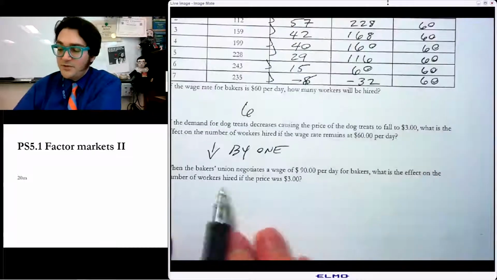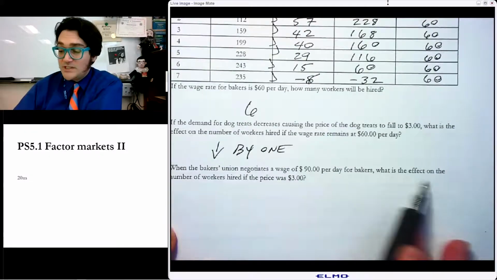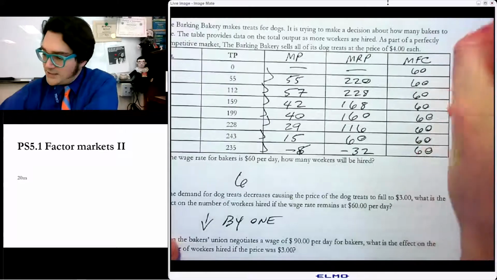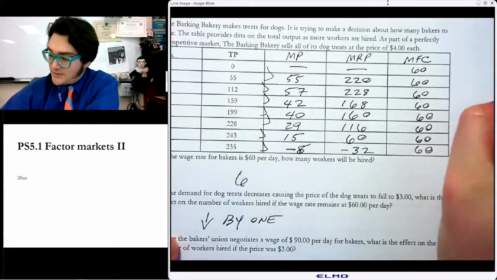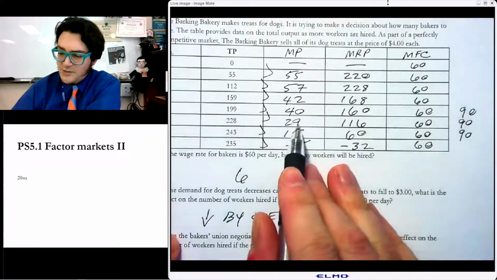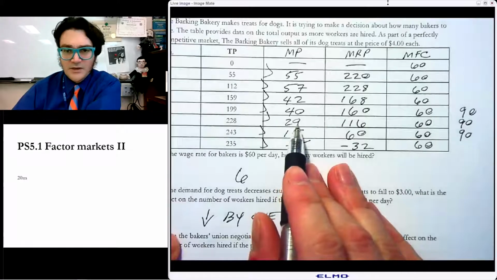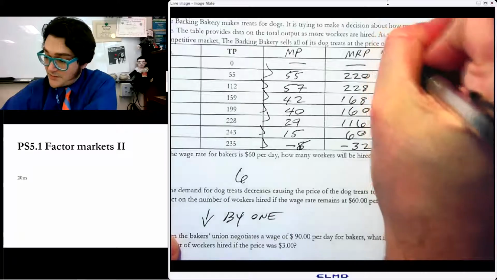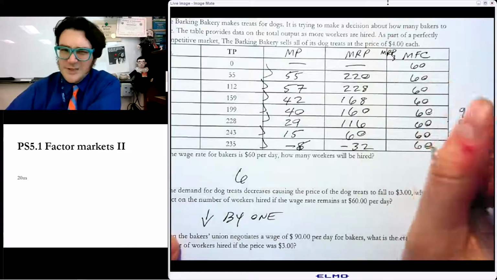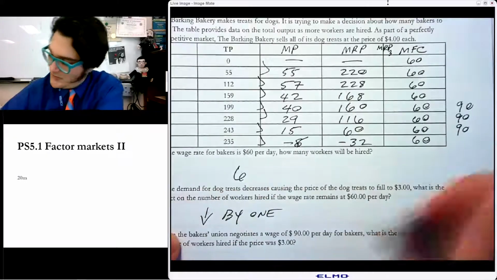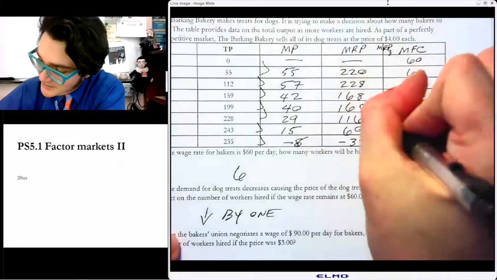And then the last part: when the bakers union negotiates a wage of 90, what's the effect on the number if the price was 3? So if the wages are 90 now, what did we say this one became? 29 times 3 is 87. So the MRP, if it's 3, we need more columns. Whoever made this problem set, fire them. Exactly. 29 times 3 is 87.